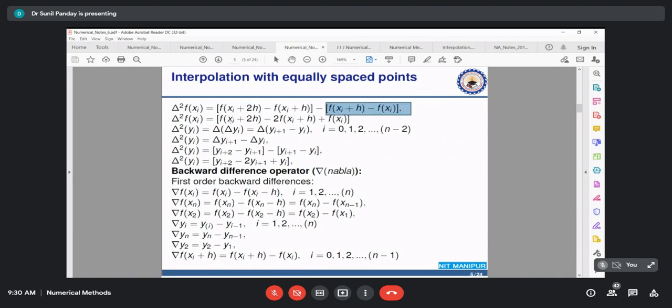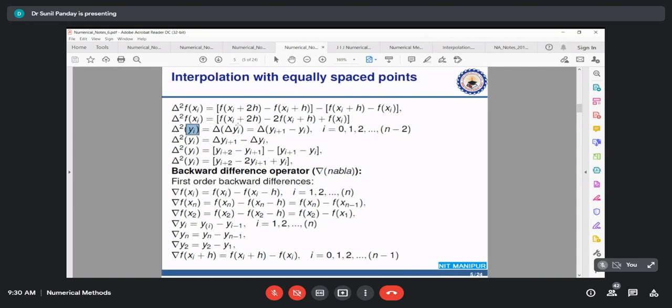And if I simplify them, I will get f of xi plus 2h, minus 2 of f of xi plus h, and plus f of xi. So the second-order operation of the forward difference operator delta on f of xi will give us this formula: f of xi plus 2h minus 2 f of xi plus h plus f of xi. In a similar way, we can see it for yi also.